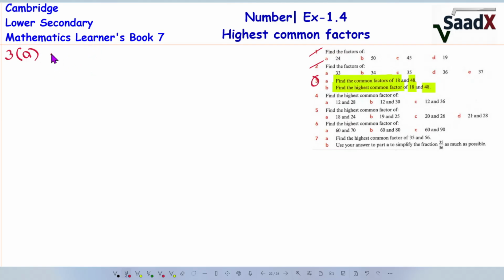So 18, we can write what? 1 times 18, 2 times 9, 3 times 6, enough. Next, what? 48.